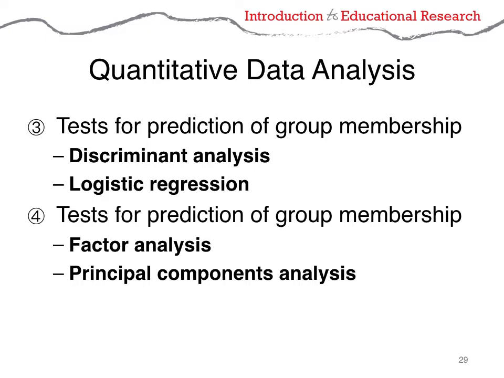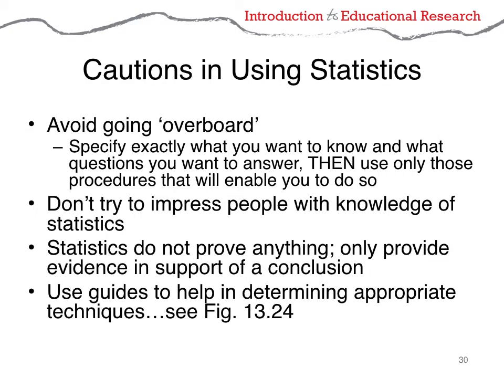Quantitative data analysis: tests for prediction of group membership. This is where we're looking at things like discriminant analysis, logistic regression, factor analysis. This is stuff that's not really important for our purposes here. I think this is a good point here: avoid going overboard. Sometimes people are running all these different analyses and talking about their knowledge of statistics. I just kind of backed off that right there. I realized I should have cut that slide.